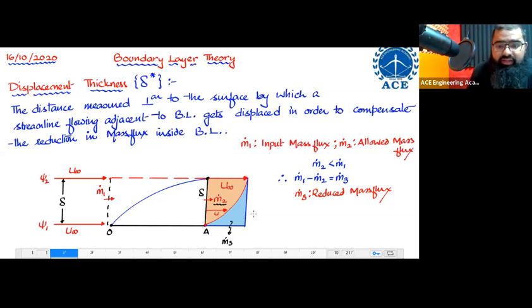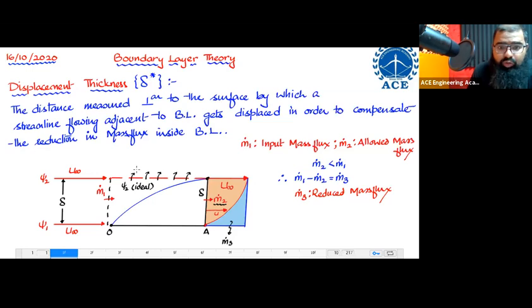Now what happens? This reduced mass flux says that I was previously between psi 1 and psi 2. I should again be between psi 1 and psi 2 later on. So this m dot 3 over here is going to push this streamline upward. Which streamline? This is psi 2 ideal. It is going to push psi 2 ideal upward.